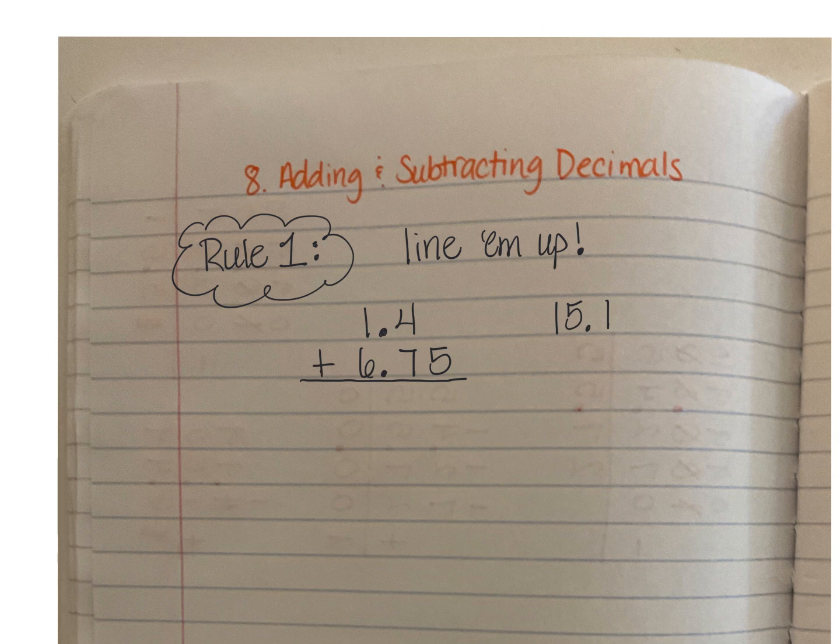Here's an example of a subtraction problem. 15 1/10 minus 7 95/100. Again, my decimals are lined up.